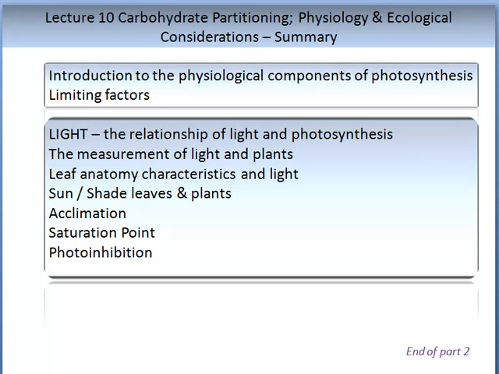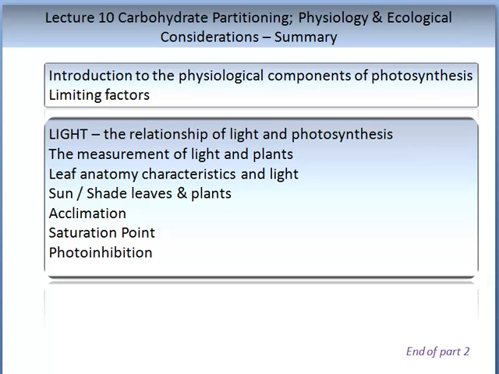The associated reading with this chapter will be given in part 3. So let's summarise what we have learned. Well, we have introduced the physiological components of photosynthesis and the concept of limiting factors. We have looked at the abiotic input light in some detail. You will have learnt by now the relationship of light and photosynthesis and just how important it is and what that role is. You are aware of the measurement of light and how this can be interpreted.